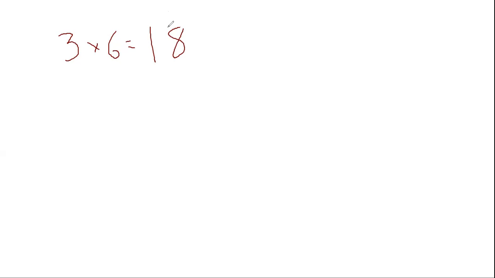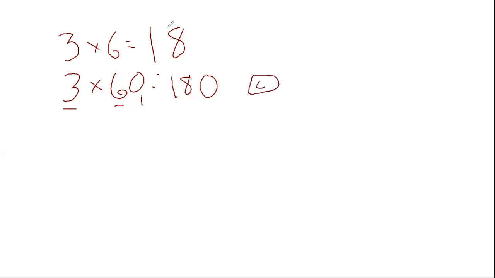All right, so 3 times 6 is 18. What about 3 times 60? Well, let's see. We know that 3 times 6 is 18. 1 zero, so I add 1 zero out here too. Okay, so 3 times 60 is 180. All right, so I'm adding 60 3 times. So think of this as 60 plus 60 plus 60, okay? 3 times.